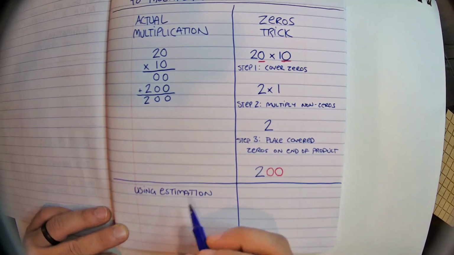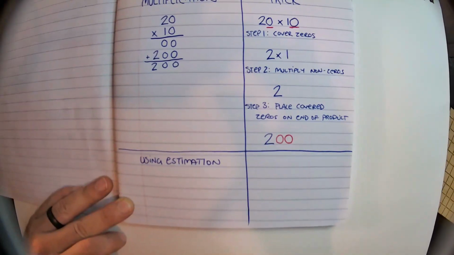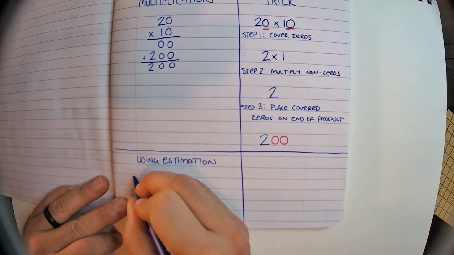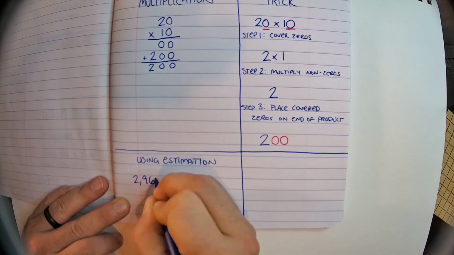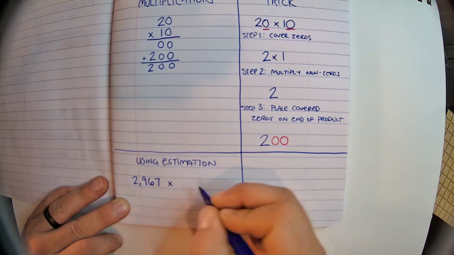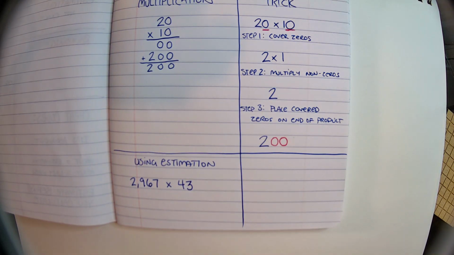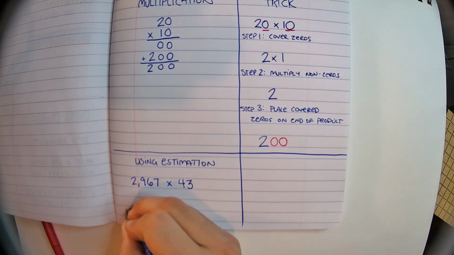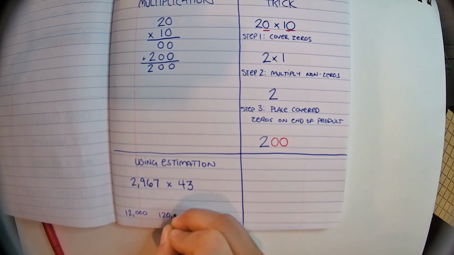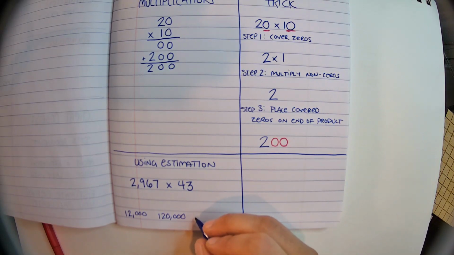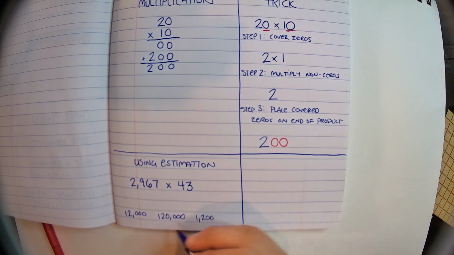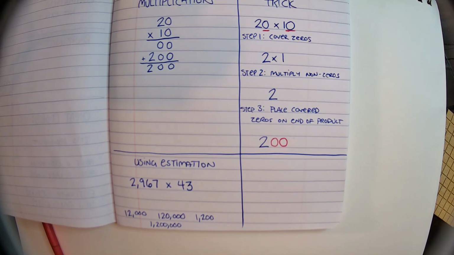So let's say that I have a problem, and for some reason on my problem, I have 2,967 times 43. All right. I want to find out if I can make a reasonable answer, and I have a bunch of multiple choice answers. Let's just say that my multiple choice answers are 12,000, 120,000, 1,200, and then let's say 1,200,000. And I want to find out which one of these is the most reasonable.